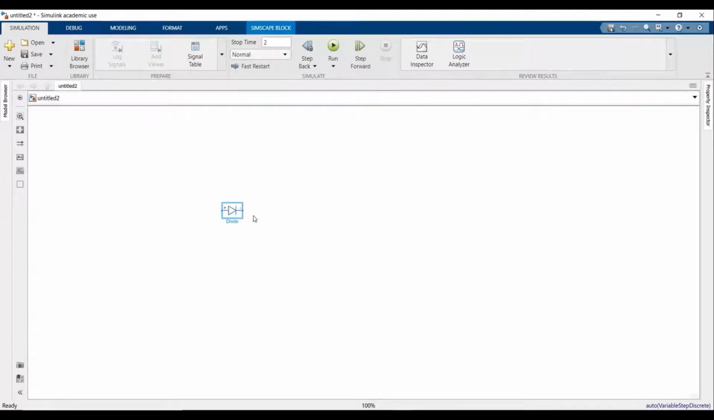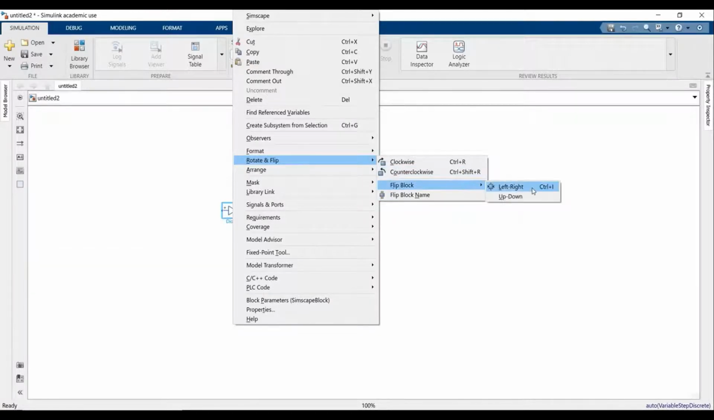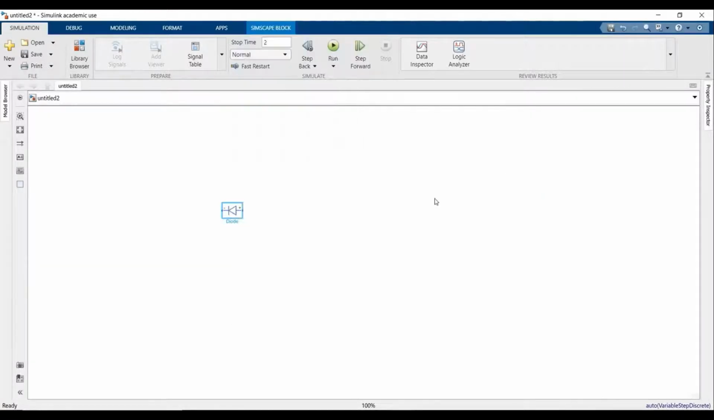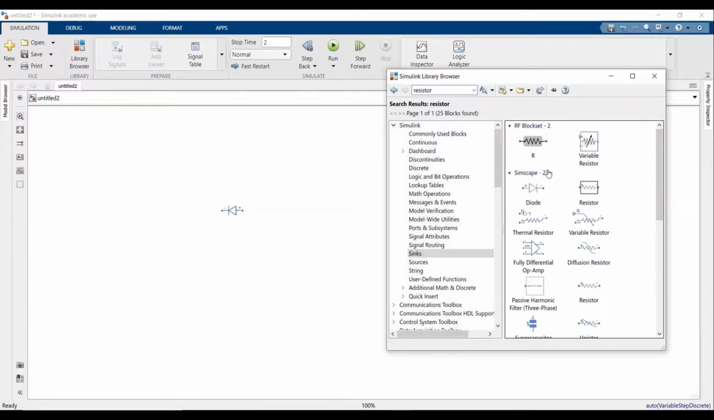The diode that we have just now in that diagram is pointing towards the left. So let me flip this, right click, rotate and flip, and then I'm going to flip it left, right. Next, we want the resistor. The resistor here, let's take it out.